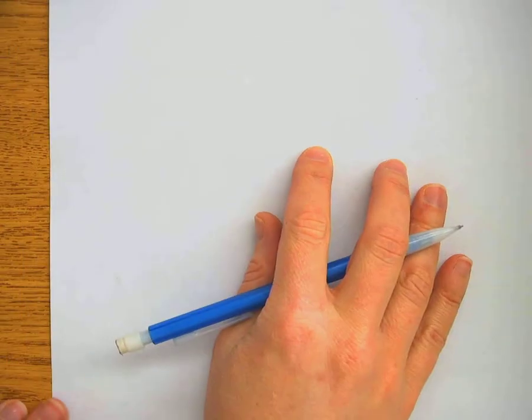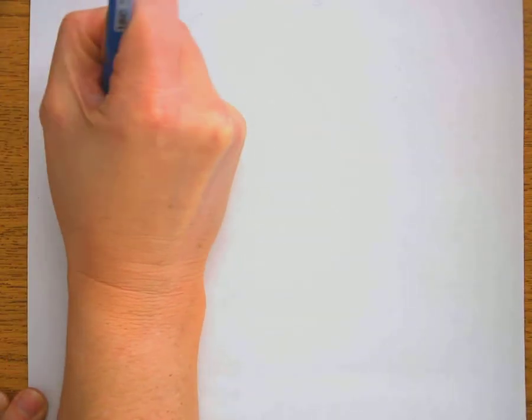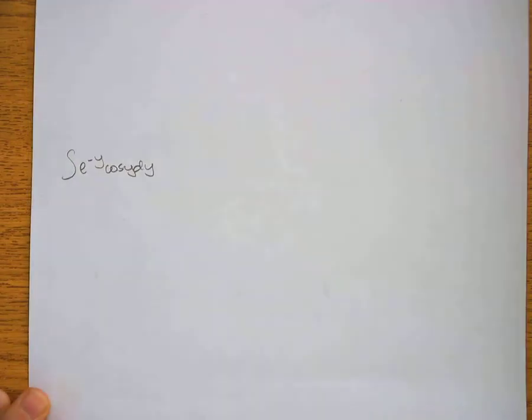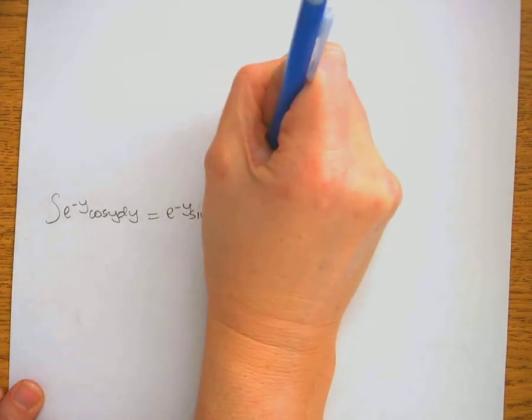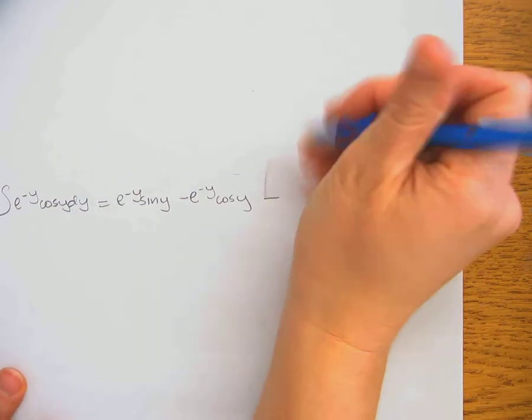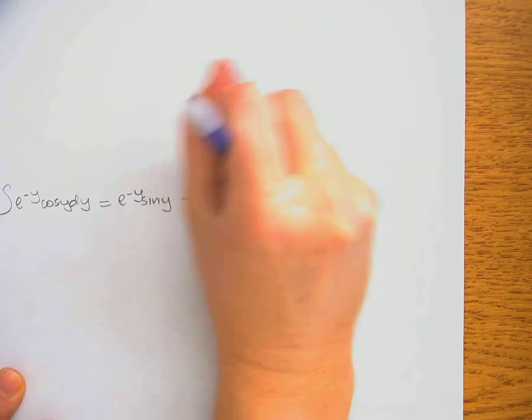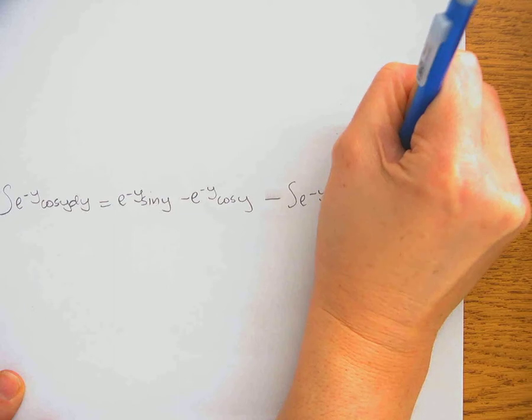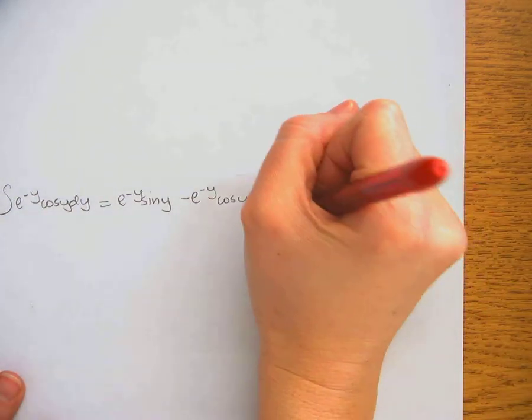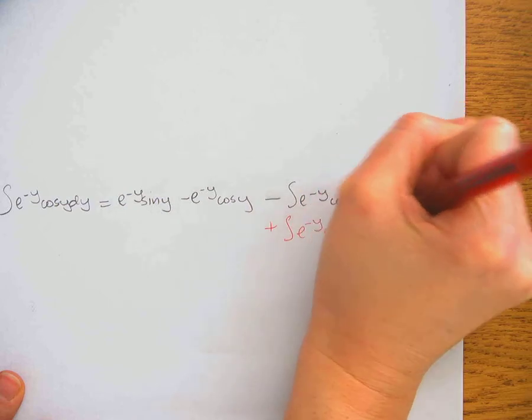So what we observed is that the integral of e to the negative y cosine y dy is equal to, let me see what I had, e to the negative y sine y minus e to the negative y cosine y minus the integral of e to the negative y cosine y dy. And so we recognize that these are like terms, so I'm going to go ahead and add it to the other side.